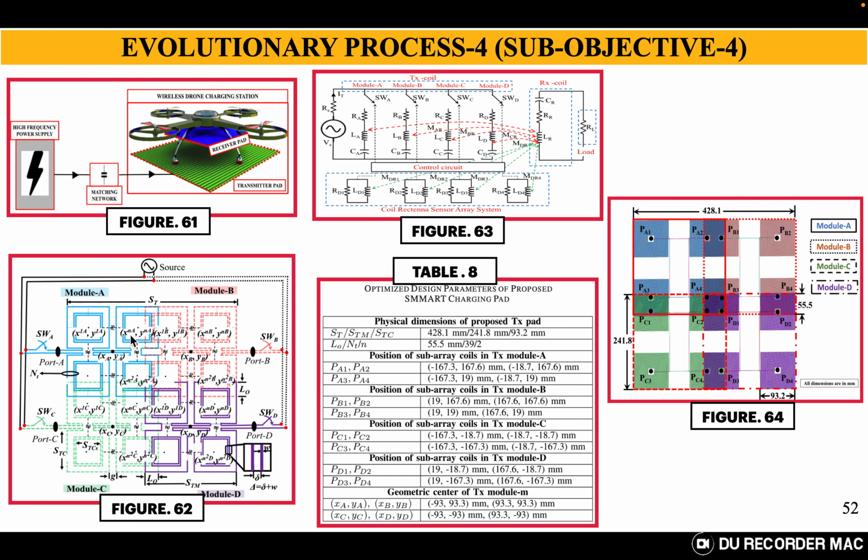Now, you can see the same thing in figure 63. There are 4 switches, which are SWA, SWB, SWC and SWD. Let us suppose this is a drone. If it is landing on module A, then SWA will be activated. If it is landing on B, then SWB will be activated, and similarly with C and D also. In this way, we can mitigate the lateral misalignment problem. Also, we can achieve stable efficiency and stable induced voltage. So there are multiple advantages with this particular design.